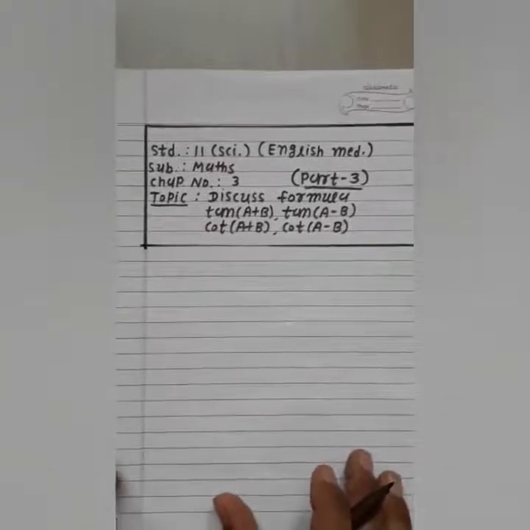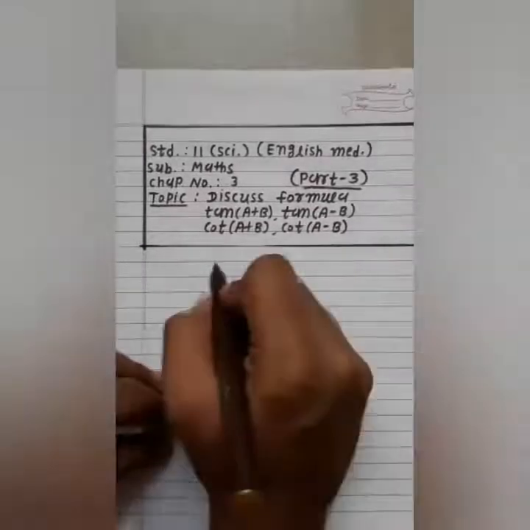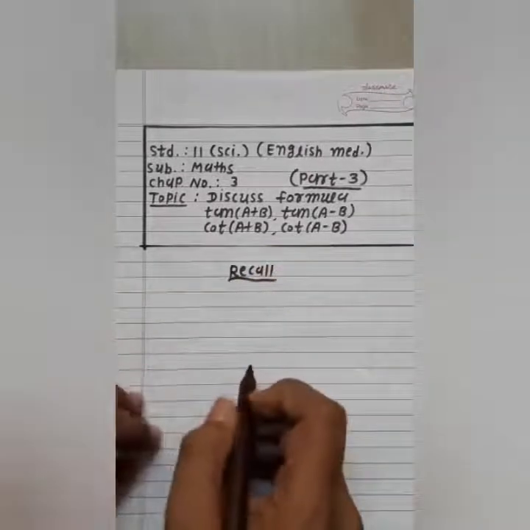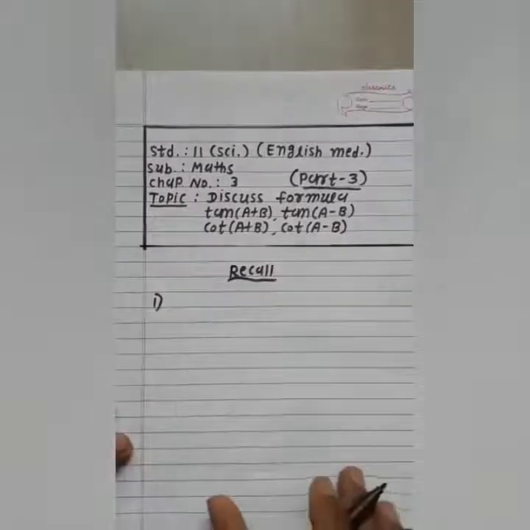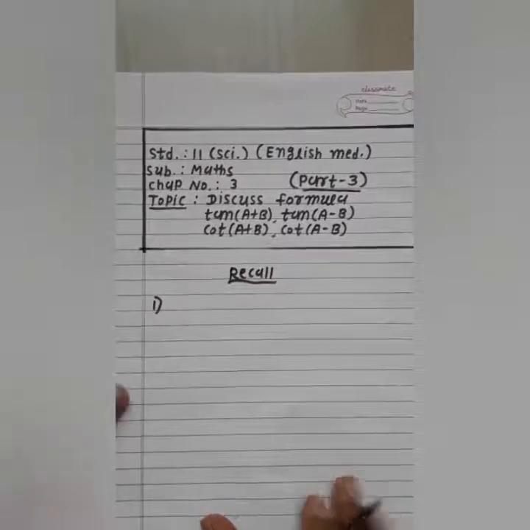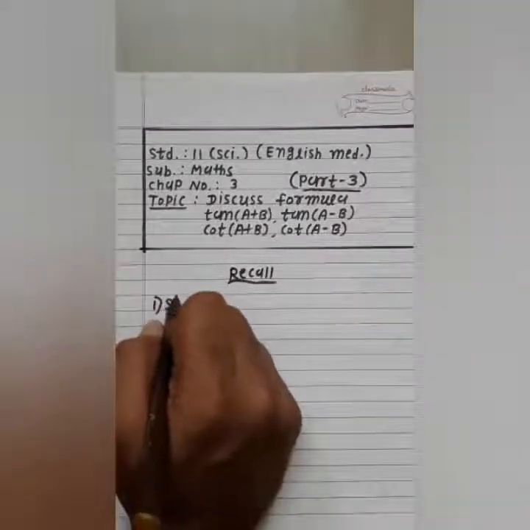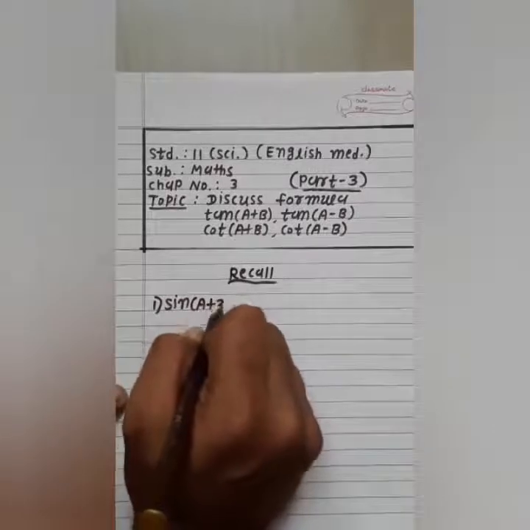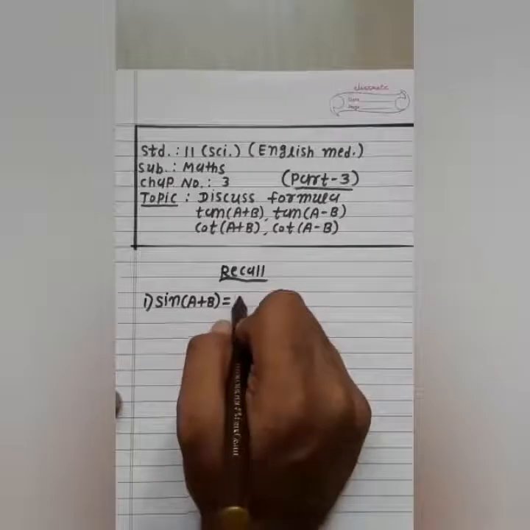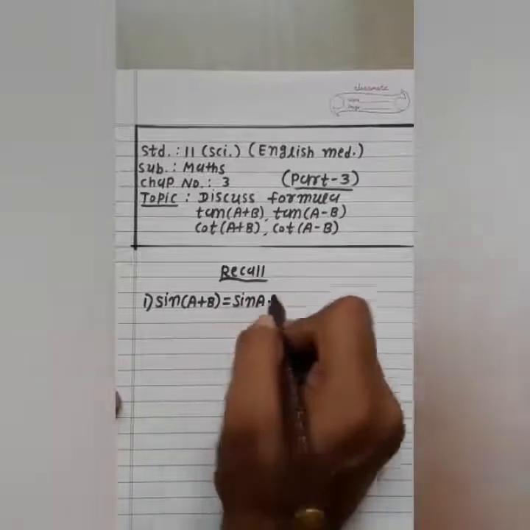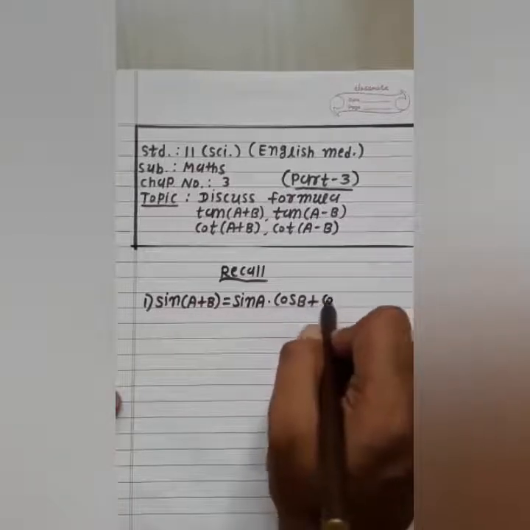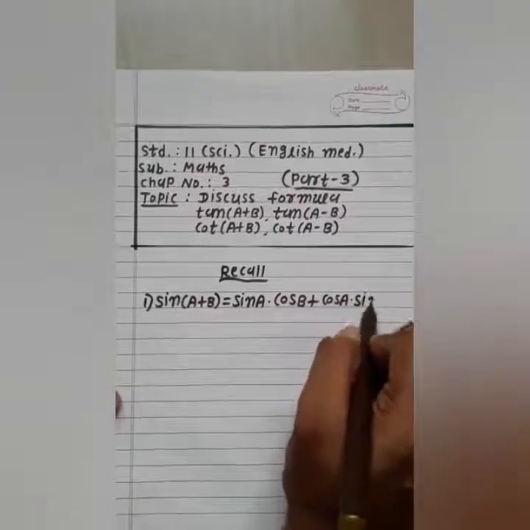Good morning. First of all, recall the formula of sin(a+b), sin(a-b), cos(a+b), cos(a-b). So the first formula, sin(a+b) is equal to sin a into cos b plus cos a into sin b.